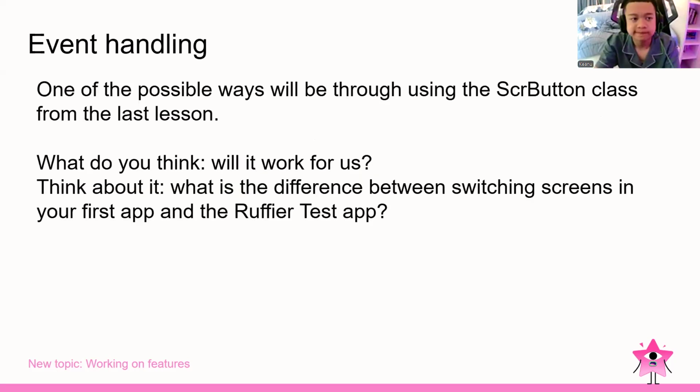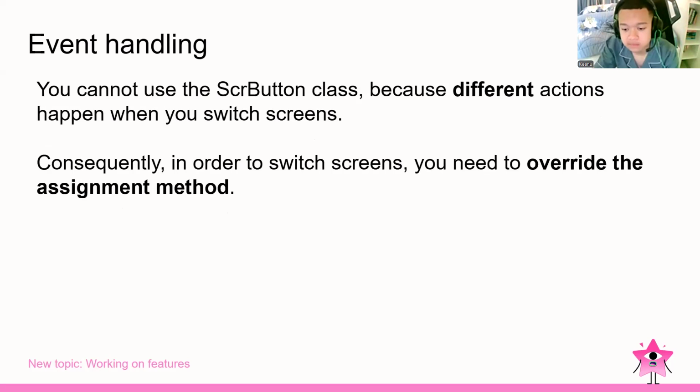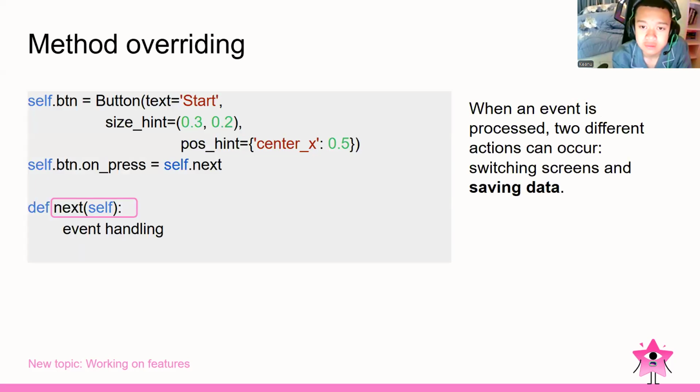One of the possible ways will be using the spin button class from the last lessons. So as you can see, we'll try to think about what works for us and also what the app looks like for this one. We cannot use the screen button class because different actions happen when we switch the screens. But consequently, in order to switch the screens, we need to override the assignment method for this.